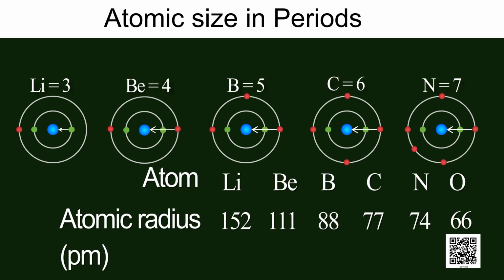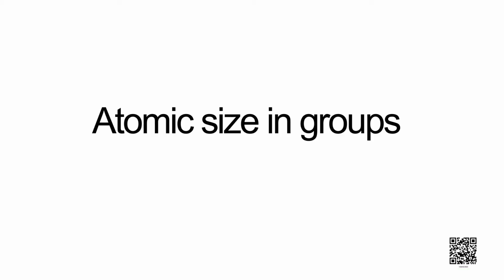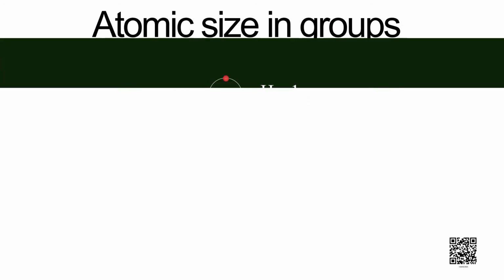Atomic radii of different elements present in the second period are given here, and it is clear that on moving from left to right in a period, the size of atoms decreases. Now, let us discuss atomic size in groups.